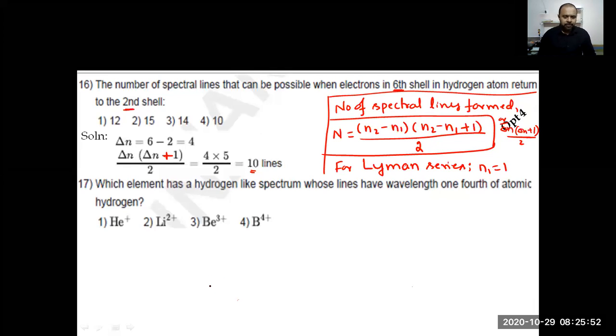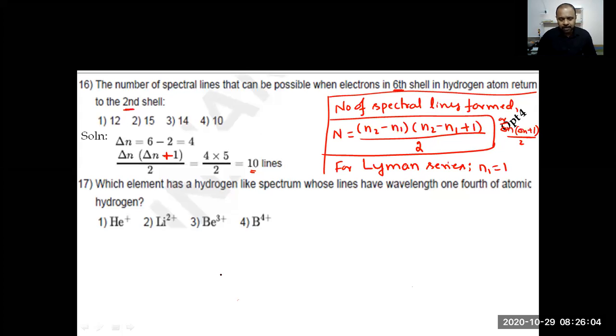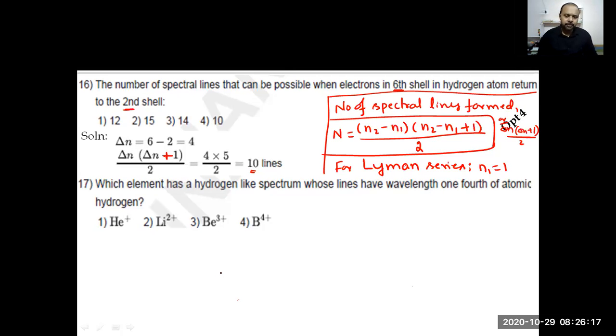Which element has a hydrogen-like spectrum whose lines have wavelength 1/4 of that of atomic hydrogen? Now you need to identify the element which has hydrogen-like spectrum whose spectral lines have the wavelength which is equal to 1/4 of the wavelength of the hydrogen spectrum. You need to incorporate the condition.